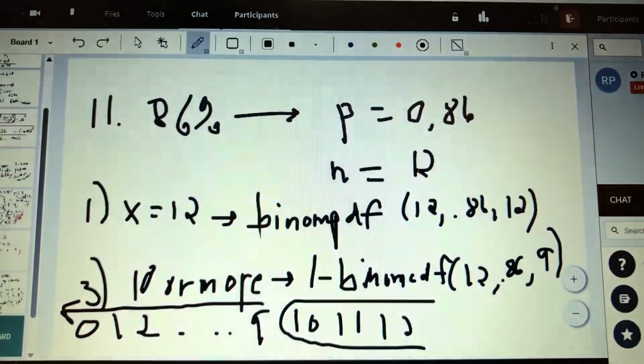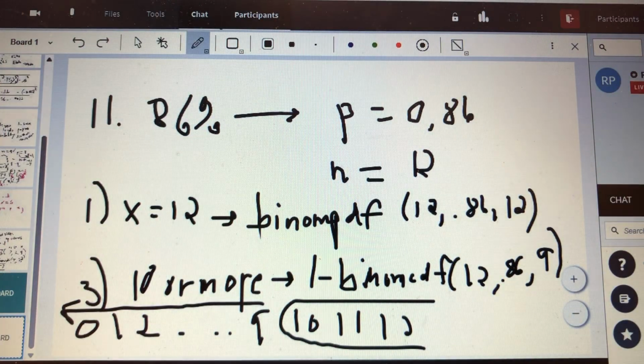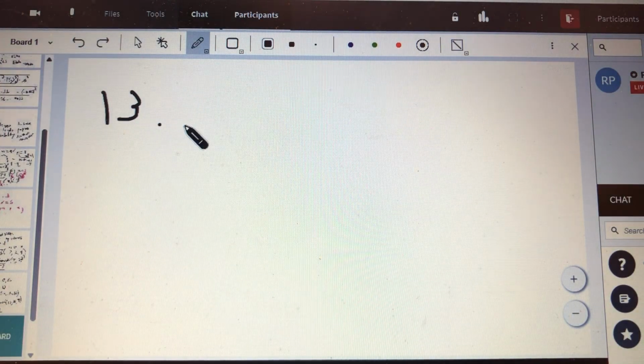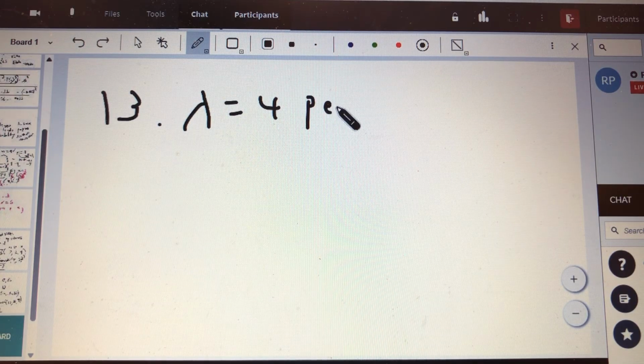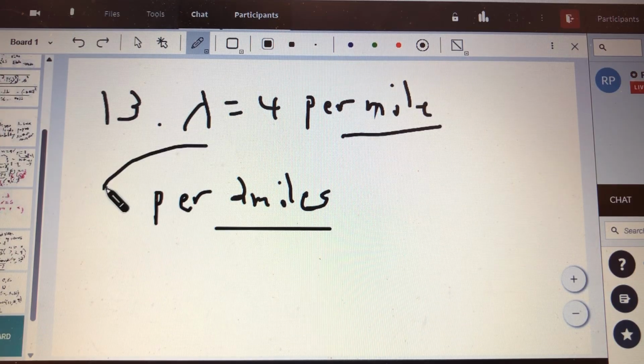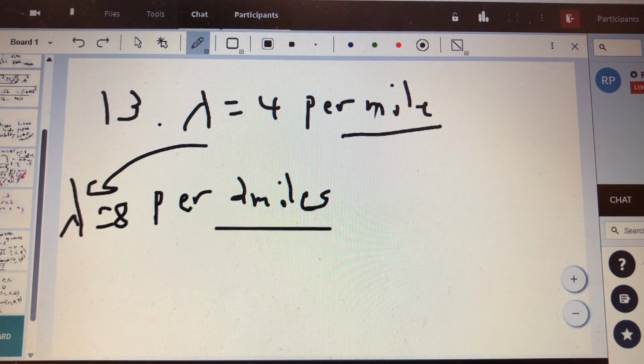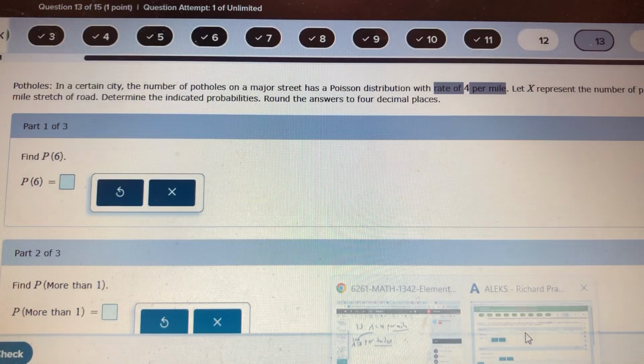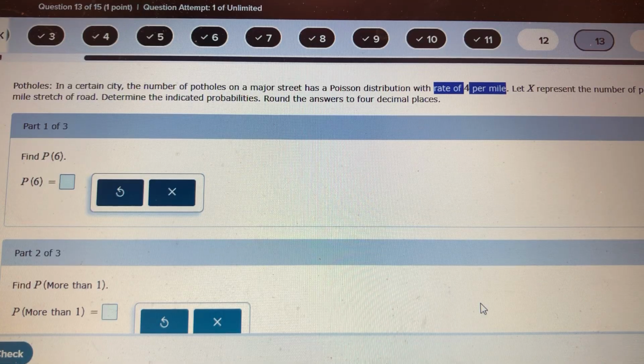In number 13, they started off by saying that lambda was 4 per mile. But then the question wants me to do per 2 miles. If the units double from 1 mile to 2 miles, then you have to double lambda to 8. And that's what number 12 is doing, but I need to look at it closer to tell what it originally was based off of.